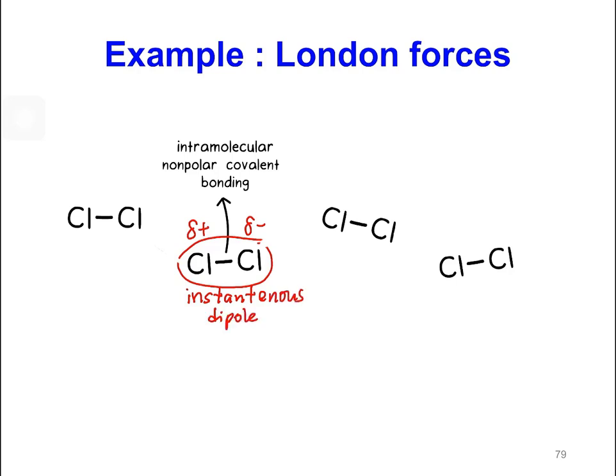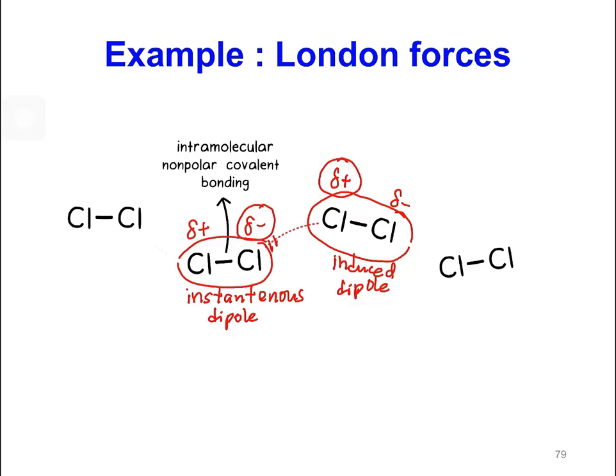If the instantaneous dipole molecule gets closer to the third chlorine molecule, the third chlorine molecule will be induced to form a dipole with a partial positive charge and a partial negative charge at the ends of the molecule. The partial negative charge on the instantaneous dipole molecule will be attracted to the partial positive charge on the induced dipole molecule. The attraction between the oppositely charged ends of the molecules is called London forces.